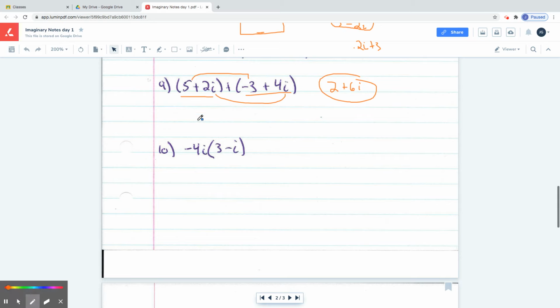So what do you think I'm going to do here? If this was all x's, what would you do? Well, most of you hopefully are saying, oh, I would distribute. That's exactly what I'm going to do. So negative 4i times 3 is negative 12i. Negative 4i times negative i is positive 4i squared. Now you only want i's, so you have to do something with this i squared. What is i squared equal to? Negative 1. So negative 12i minus 4, because 4 times negative 1 is negative 4.